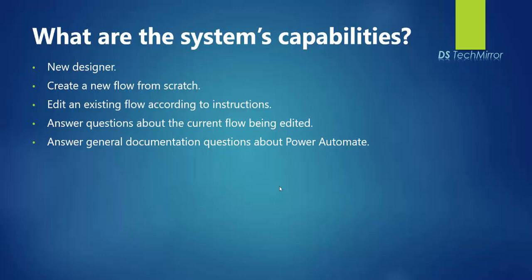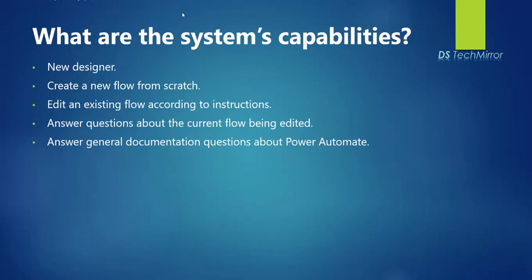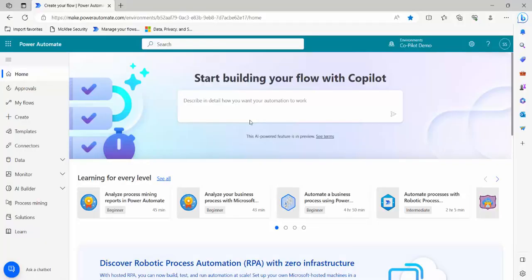So now if you have to summarize, what are the capabilities? One is creating a flow, then editing an existing flow, then you can ask questions about your current flow, and the last one is general documentation questions about Power Automate. So these are the four capabilities which we will see in today's demo. And then we have the limitations. I will come to the limitations after the demo. First, let's go to Power Automate and see how this Copilot is working. So guys, I am in my tenant. Power Automate is open.